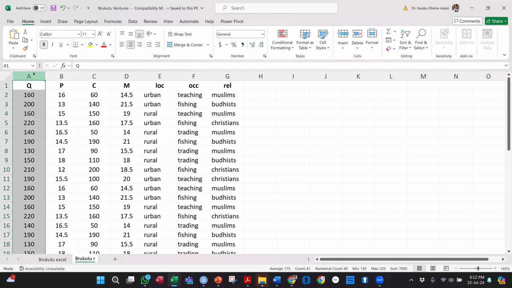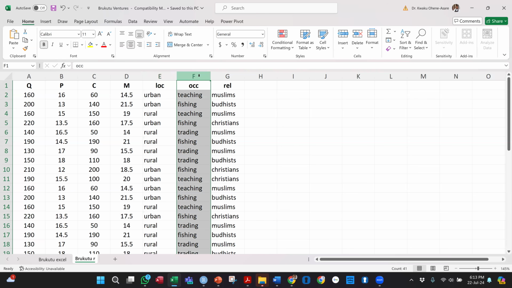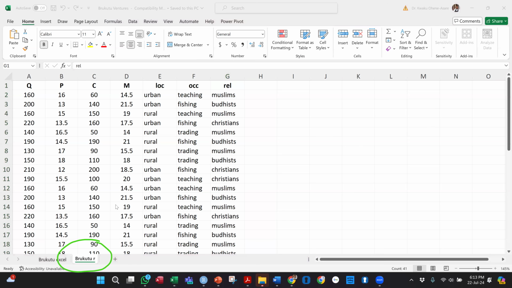You already know about this data set where quantity demanded is a function of price, complement price, average income of the people, the location of the shop, the occupation, as well as the religion of the people. You can see that the data set has categorical names, not just coded as it was in the app. I am using the Excel sheet at the bottom called Brukutu R.